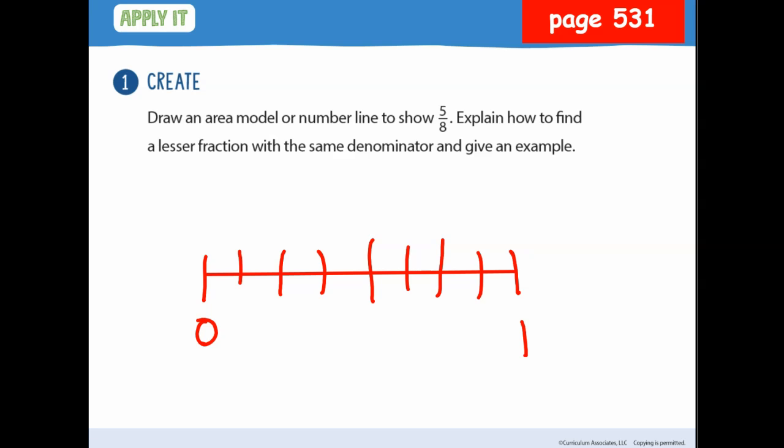Then it says, explain how to find a lesser fraction with the same denominator, and give an example. So first of all, I need to find where 5/8 is. Well, 1, 2, 3, 4, 5, right there. That's where 5/8 is. How can I find a fraction that's less than that with the same denominator? So they're all going to be 8, right? How can I do that first? Anybody have any ideas?